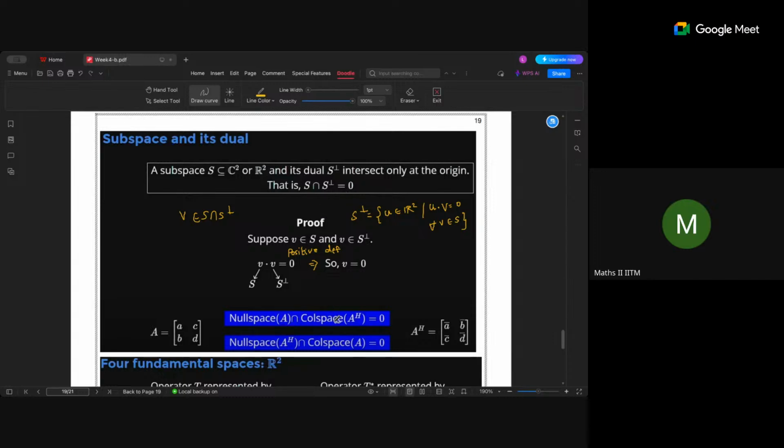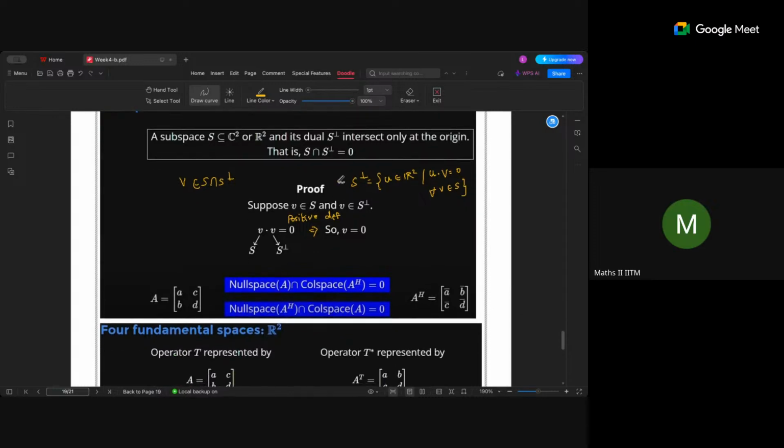Already we have seen that the dual of this space is the same as this space, so instead of dual, I am writing just this space. Null space of A intersection column space of A^H is equal to 0. I am just using the previous property here: S intersection S perp is 0. Now we know that null space of A perp is equal to this one, so that's why we are getting this property. Same way this also. So these properties we have obtained from the dual properties of each of the spaces.